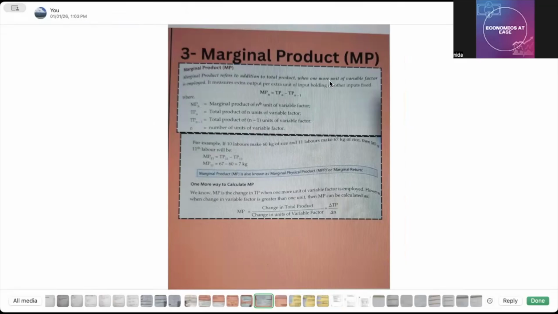Addition to TP when one more unit of variable factor is employed, and we can calculate it as MP equals TP n minus TP n minus 1. The other formula is change in TP, that is delta, the triangle, which is also called delta or change. So change in TP upon change in units of variable factor.